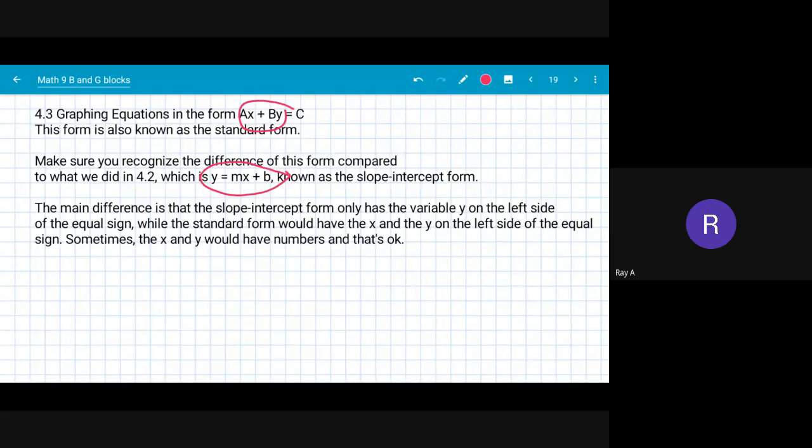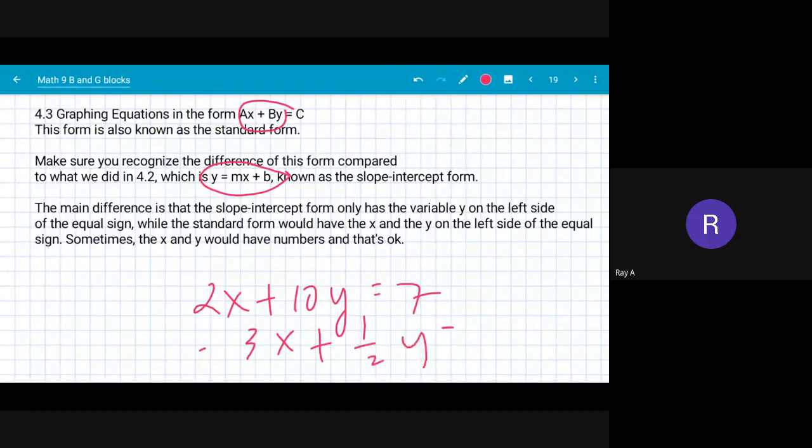Sometimes the x and the y would have numbers, and that's okay. So, for example, 2x plus 10y equals 7. So that is a standard form. It could be negative 3x plus 1/2 y equals 200. That is still the standard form. Once again, only the number is on the right side of the equal sign.